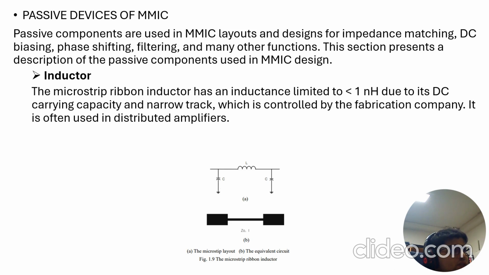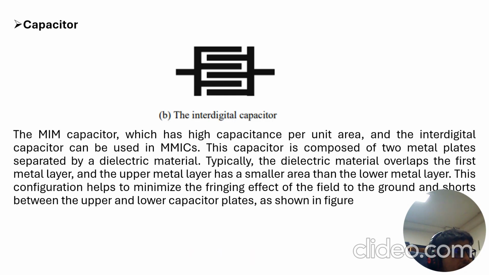So talking about inductors, the microstrip ribbon inductor has an inductance limited to less than 1 nanohenry due to its DC carrying capacity and narrow track, which is controlled by the fabrication company. It is often used in distributed amplifiers. The microstrip layout, you can see the current circuit for the inductor.